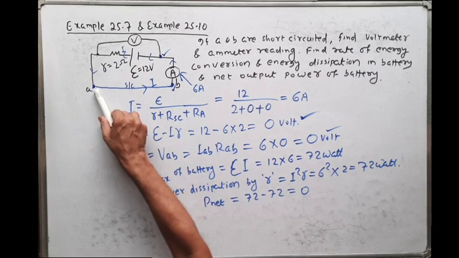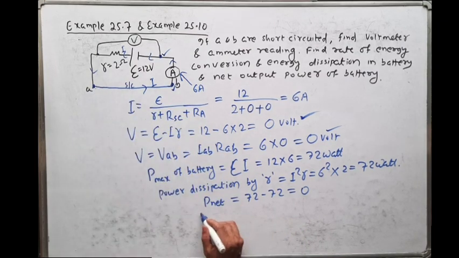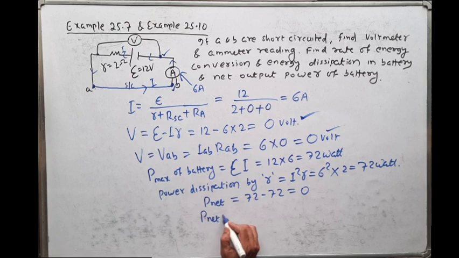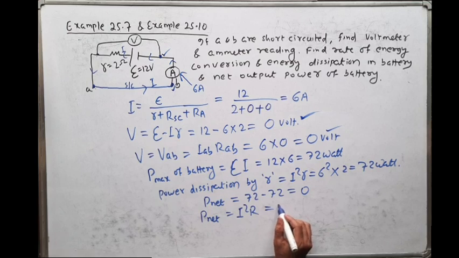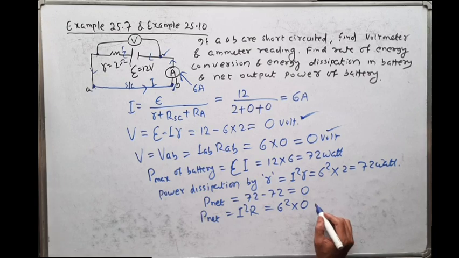You can directly calculate net power also. Net power means it is the power across the terminals A and B. So what is the formula of power? I square R. What is I? I is equal to 6 square. And what is R? Resistance across the short circuit terminal is 0. So that is equal to 0.